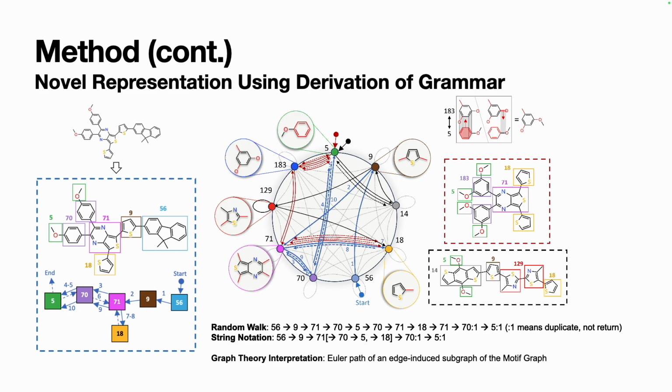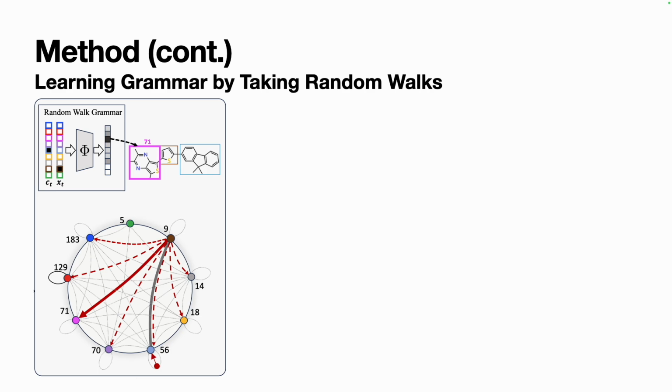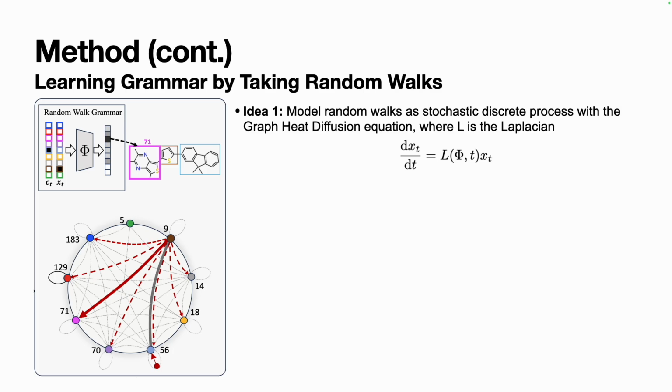This also has a graph theory interpretation, which is that the random walk has to be an Euler path of an edge-induced subgraph of the motif graph. So after we convert our dataset to a set of random walks over this graph, we can learn the transition probabilities of walking over this graph. This involves two key ideas. The first idea is to model a random walk using heat diffusion over the graph, governed by the Laplacian L. Intuitively, this allows us to model random walks as stochastic discrete processes.